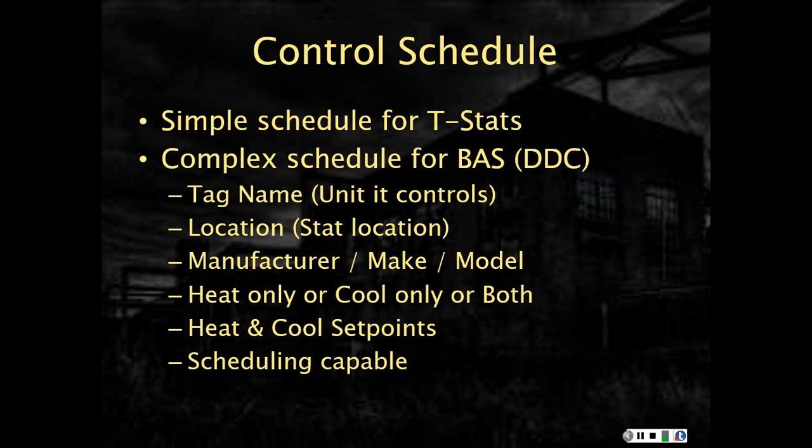On the control schedule, simple schedule is meant for T-stats. We're going to use a more complex schedule for building automation system or DDC systems. At its rudimentary phase, it needs a tag name. In other words, the unit that it's attached to, its control or under its control. The sensor or T-stat location. The manufacturer of the T-stat or sensor model. Is it a heat only or cool only, or can it do both? What are the current heat and cool set points? And does it have scheduling capability?